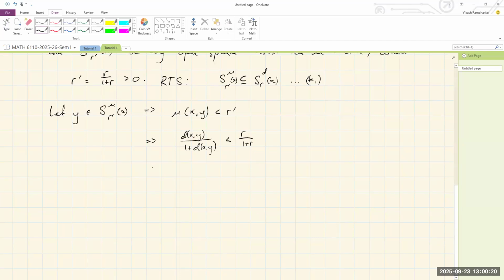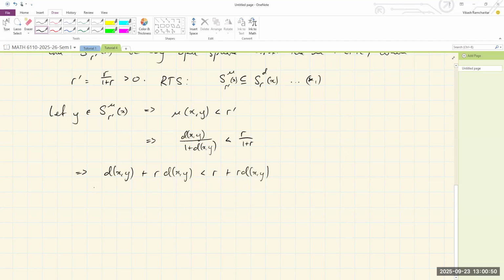So from here, I could get d of x comma y plus, so I'm just cross multiplying because they are all positive numbers, plus r d of x comma y is less than r plus r d of x comma y. Okay.